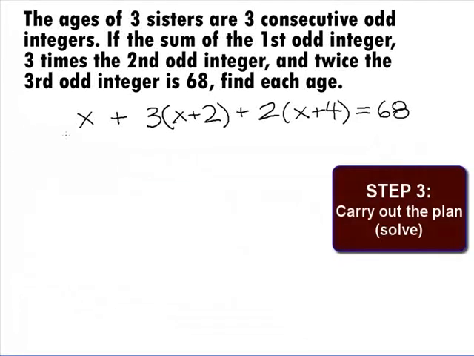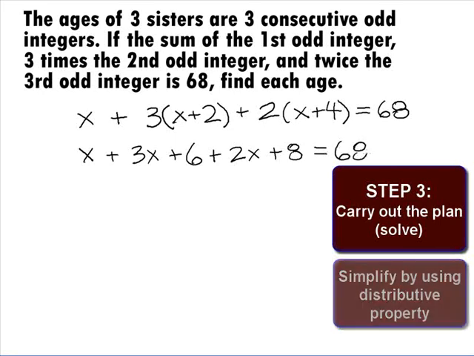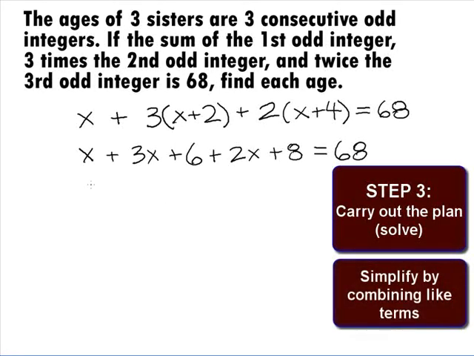In step 3, we want to carry out the plan. This means we want to solve the equation that we came up with in step 2. We can start simplifying this by applying the distributive property to remove the parentheses. We will have x plus, distributing that 3, we get 3x plus 6, plus, and distributing the 2, we get 2x plus 8, equals 68. We can continue simplifying this by combining like terms on the left side. This will give us 6x plus 14 equals 68.